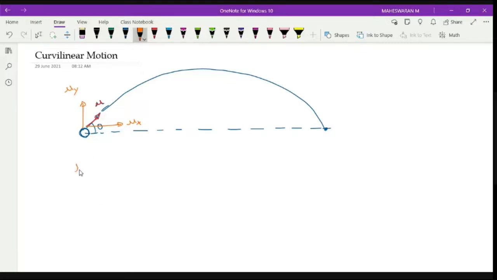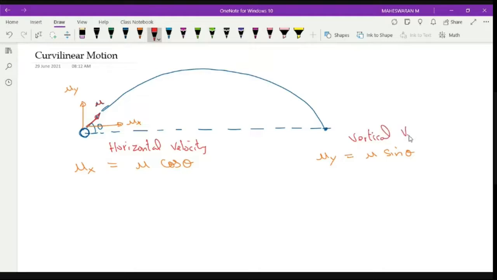If I want the velocity in x direction, that will be equal to resolving this. ux will be u cos theta and uy will be u sin theta. So these are the 2 terms. We say this is the horizontal velocity, and this one is the vertical velocity. Previously we had only one, but once we resolve it, you get 2 components, horizontal and vertical.